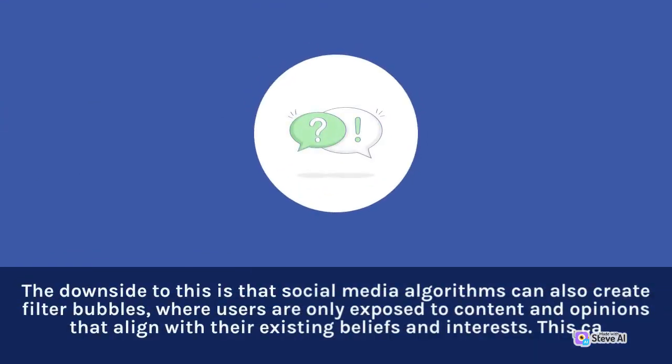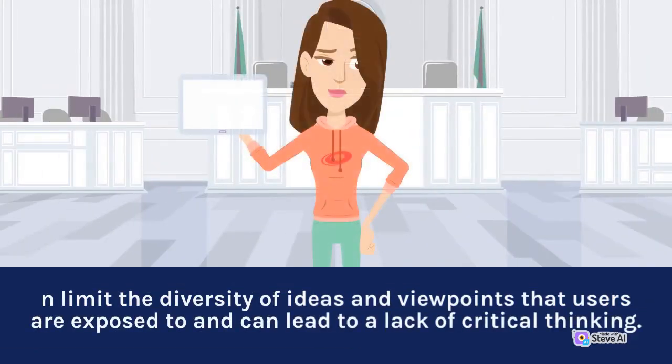The downside to this is that social media algorithms can also create filter bubbles, where users are only exposed to content and opinions that align with their existing beliefs and interests. This can limit the diversity of ideas and viewpoints that users are exposed to and can lead to a lack of critical thinking.